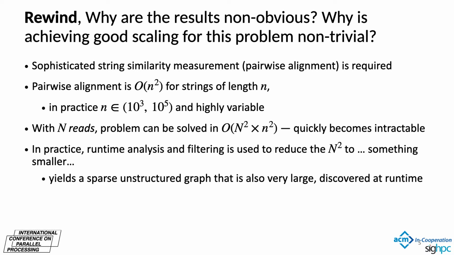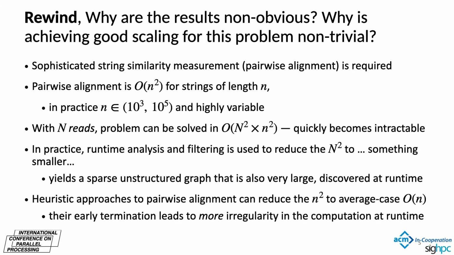In practice, runtime analysis is used to prune some of the pairwise string comparisons. This yields a sparse, unstructured graph that is still very large and discoverable only at runtime. Additionally, heuristic approaches to pairwise alignment can reduce the l² to O(l). However, they are typically dynamic and rely on early termination, which only adds to the computational irregularity in the overall problem.